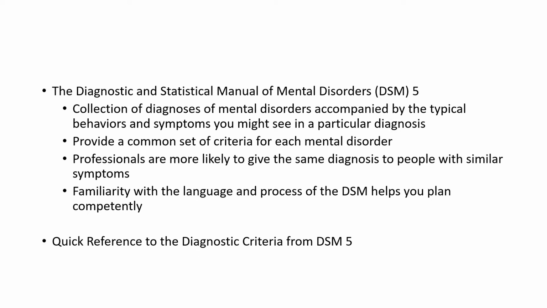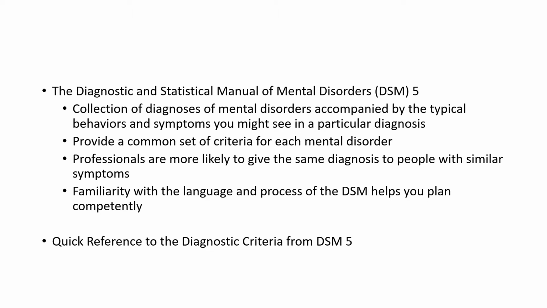The Diagnostic and Statistical Manual of Mental Disorders is also known as the DSM, and we are on the 5th version at the moment. It's a collection of diagnoses of mental disorders accompanied by the typical behaviors and symptoms you might see in particular diagnoses. So again, it tells you the name of the disease or the disability or whatever it is, and then it also tells you all the different possible symptoms, and also what are the things that you might see when it comes to this person having this type of disability.